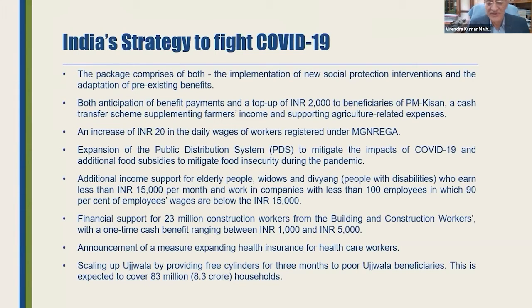Expansion of the public distribution system to mitigate the impact of COVID-19 and additional food subsidies to mitigate food insecurity during the pandemic was undertaken. Additional income support for elderly people, widows, and Divyang, that is people with disabilities, who earn less than INR 15,000 per month and work in companies with less than 100 employees, in which 90% of the employees' wages are below INR 50,000. So financial support for 23 million construction workers from the Building and Construction Workers Fund, with a one-time cash benefit ranging between INR 1,000 and INR 5,000, was provided. Health insurance for healthcare workers was done. Scaling up of Ujjwala, which I was talking about, giving 3 free cylinders to Ujjwala beneficiaries, was undertaken.